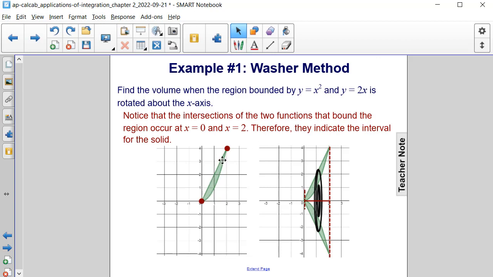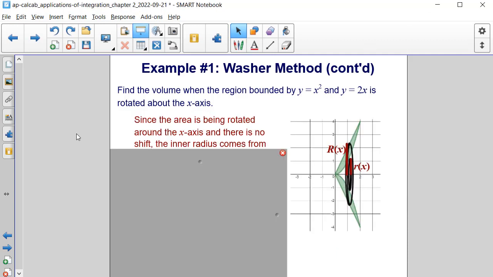Notice that the intersections of the two functions that bound the region occur when x is equal to 0 and x is equal to 2. Therefore, they are going to indicate the interval for the solid. In other words, our lower and upper bounds for integration are going to be 0 and 2. Since the area is being rotated around the x-axis, there's no shift. In other words, no extra area that we necessarily have to take into account.